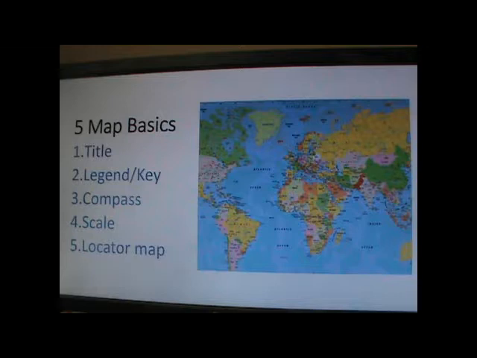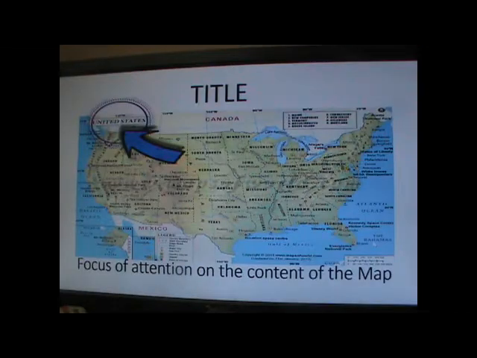So the first map basic is the title. The title is a general description of what the map wants you to focus your attention on. So if it's a map of the United States, it's going to say map of the United States. Or if it's a map of population of Europe, it'll probably say map of population of Europe. So the title allows you to focus on what you're looking at.